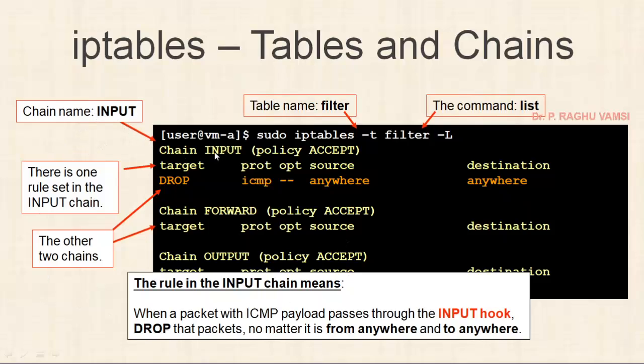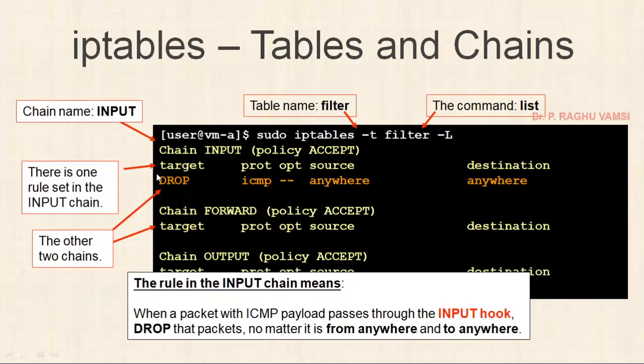And here the iptables rules will be like this. You look at here: input, forward, and output. Input is for the incoming connections, forward is for which connections are to be forwarded, and output is for the outgoing connections. There is one rule set in the input chain here. If you look, that is the drop rule. Whatever packet is to be dropped is written here.